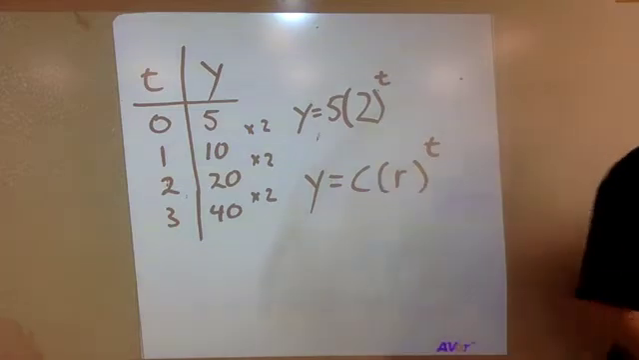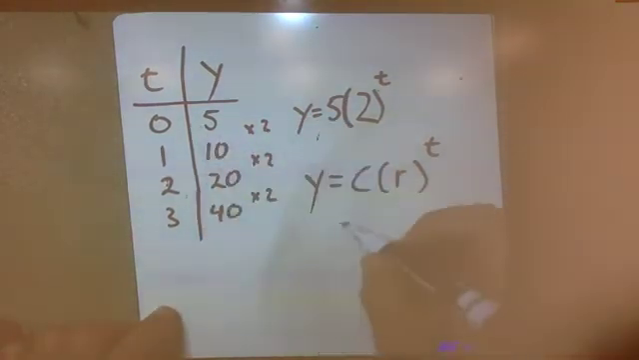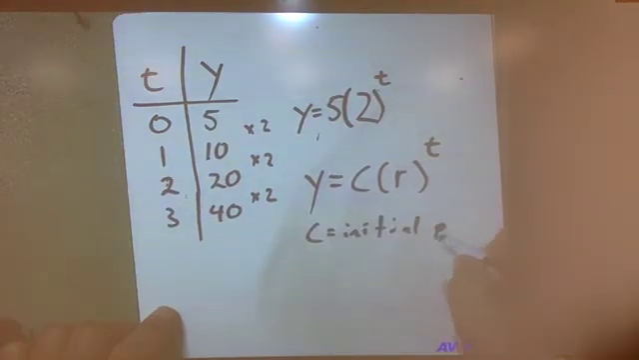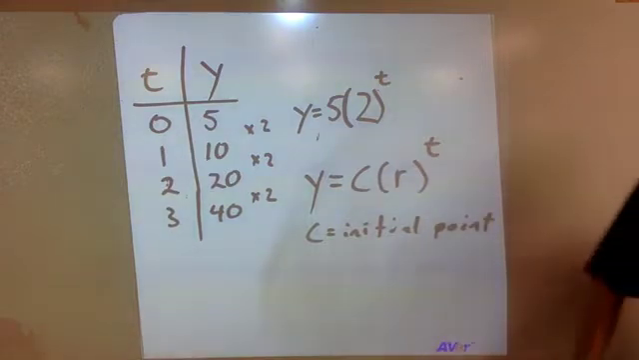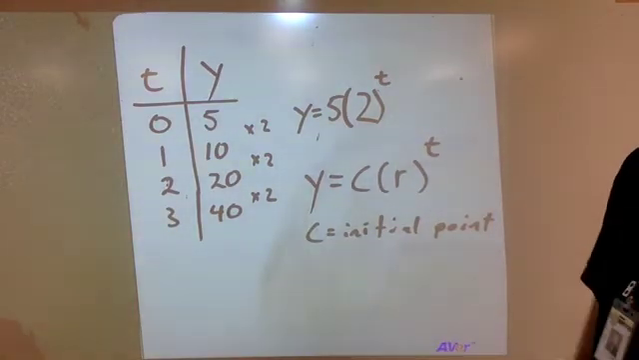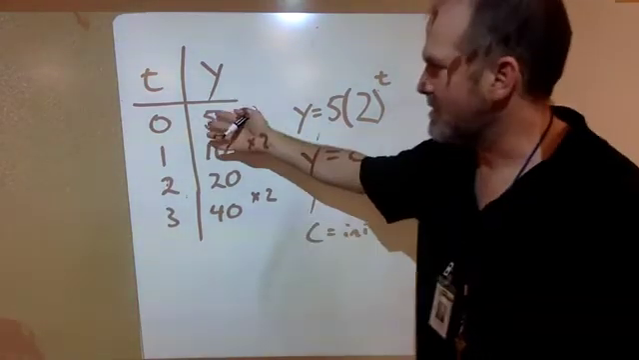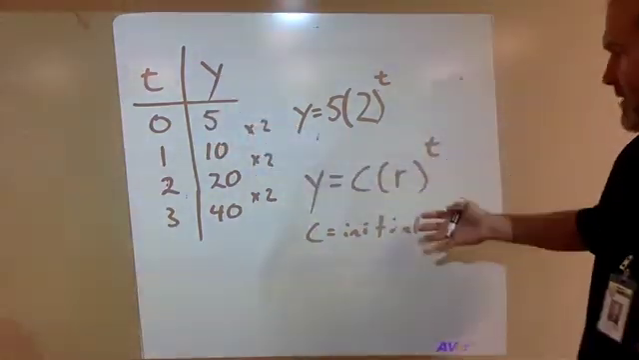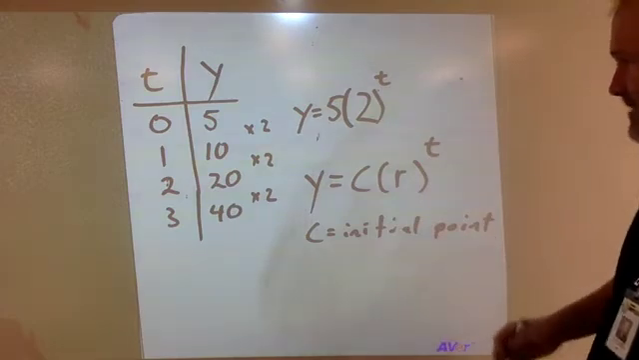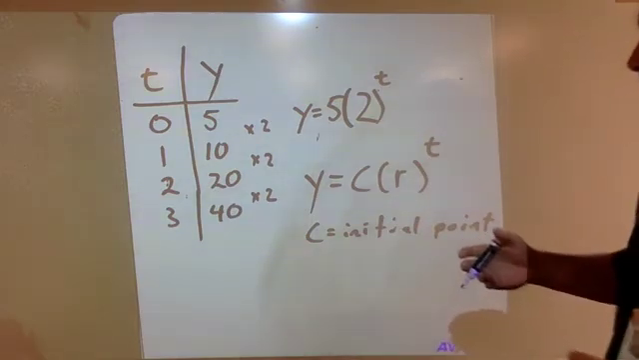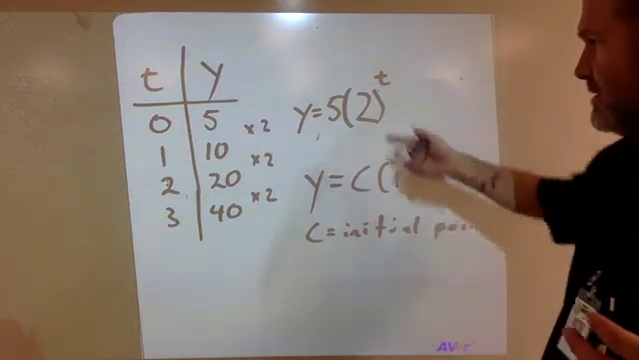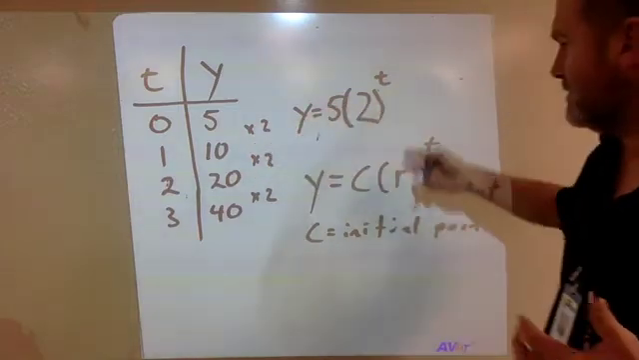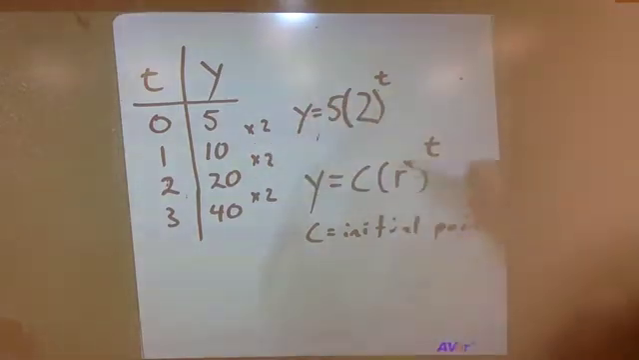So C, I've been calling it the starting point, the head start, and it's actually called the initial point. Initial and starting, that's basically the same thing. So initial point or initial amount. How much do you initially put in the bank? How much do you initially have? In this example, we had 5. So our initial point was 5. What was our growth rate? It was 2. We're doubling it. So that's where the 2 goes, for the R.